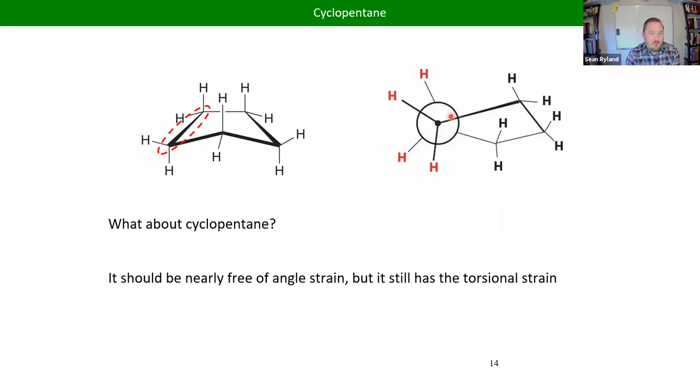cycloalkane. So here's the Newman projection of cyclopentane. If we took the figure on the left and rotated it, so we were looking right down that bond there, by bending it so that it's not a flat pentagon, that allows us to get that staggered configuration again, just like we were talking about with the butane. And that then forces these carbon-carbon bonds to be closer than we would like.